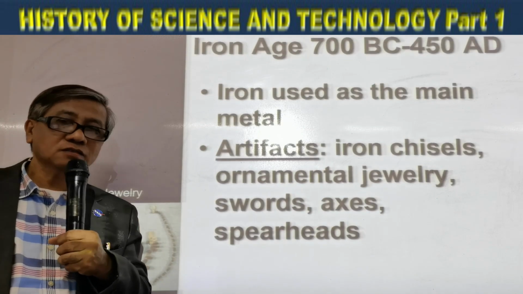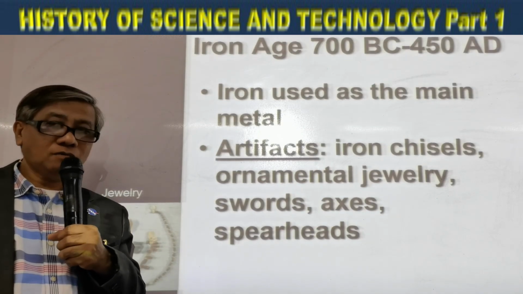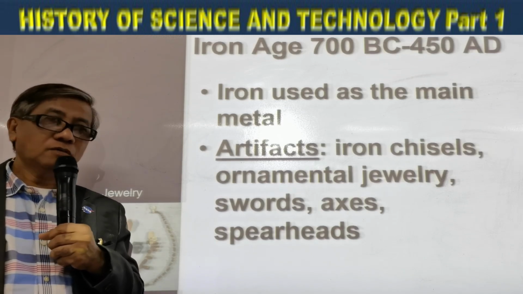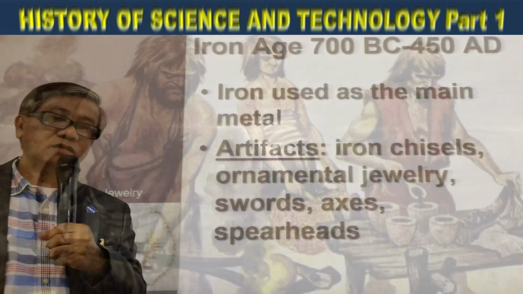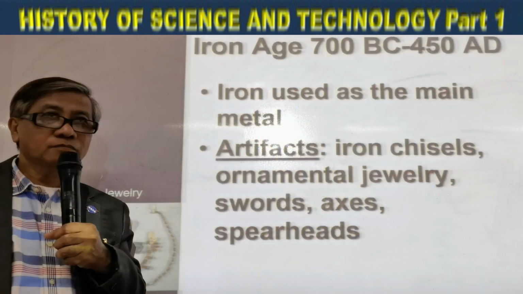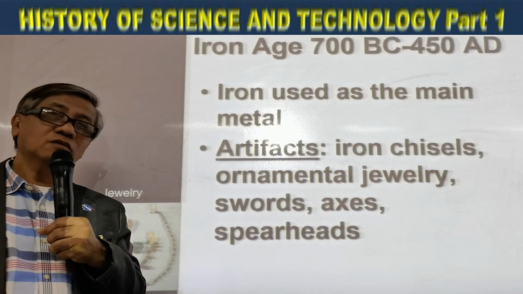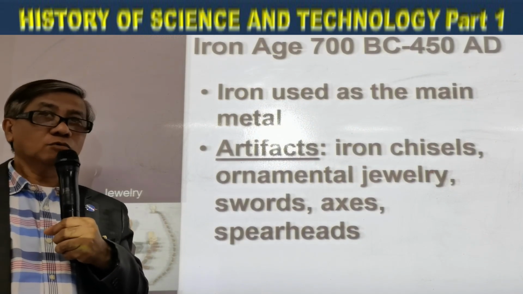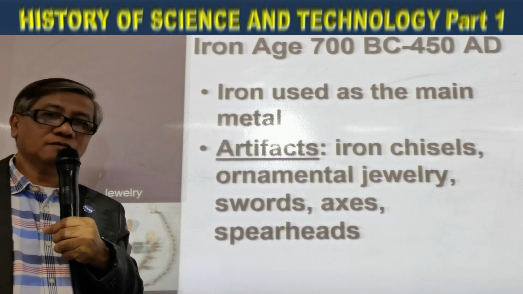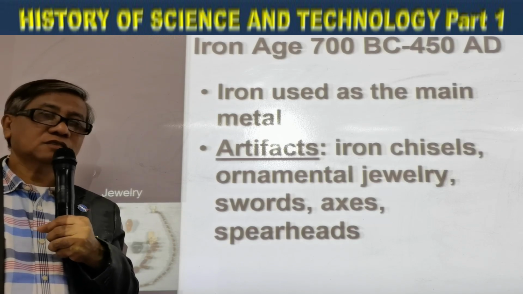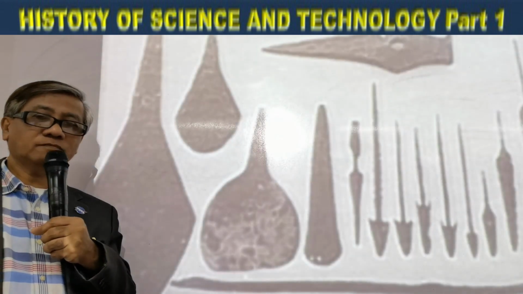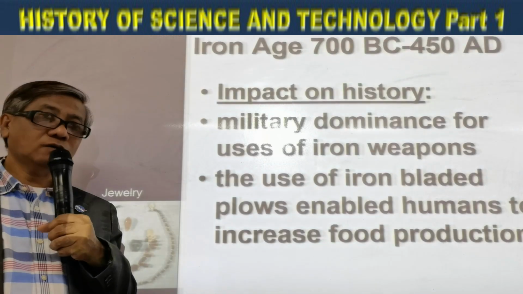And as the name implies, iron was used as the main metal. So, gumawa na sila ng mga iron chisel, ornamental jewelry, swords, axes, and spearheads. So, this was evident during the Mesopotamian period, Mesopotamian civilization, the Egyptians, the Romans, the Greek civilization. Alright, so nag-overlap ng mga yan. Alright, so that's how we characterize the Iron Age. Yan, the use of iron, as tools and as weapons.